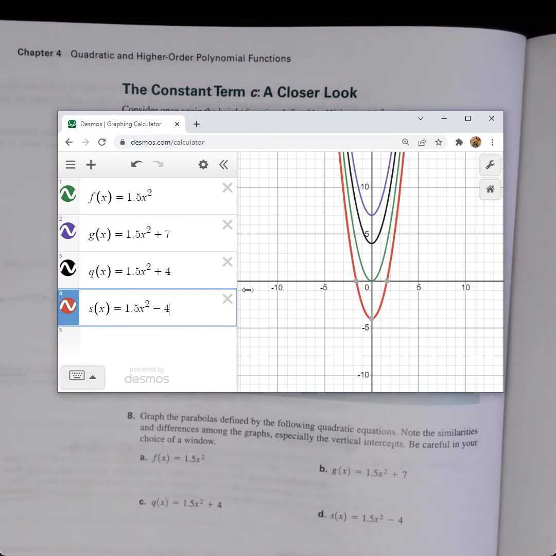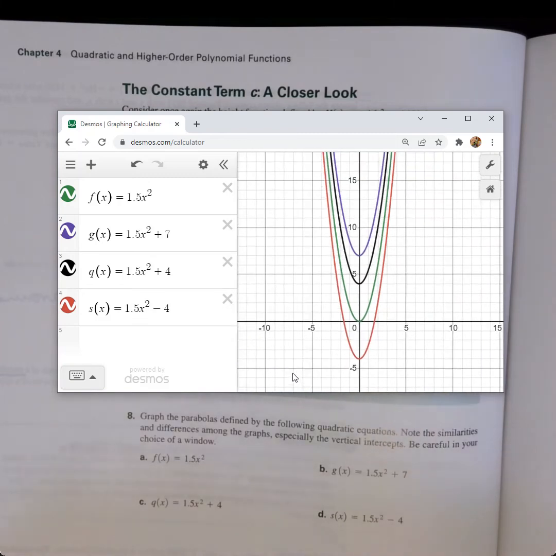So all of these graphs should have the same shape and size, but if you imagine picking one of them up and moving it up, or down, you'll be able to get to the others. So the original, this first one, this green one, was from f of x. And then the other graphs were either this same graph pushed up by 4 or by 7 or pushed down by 4.